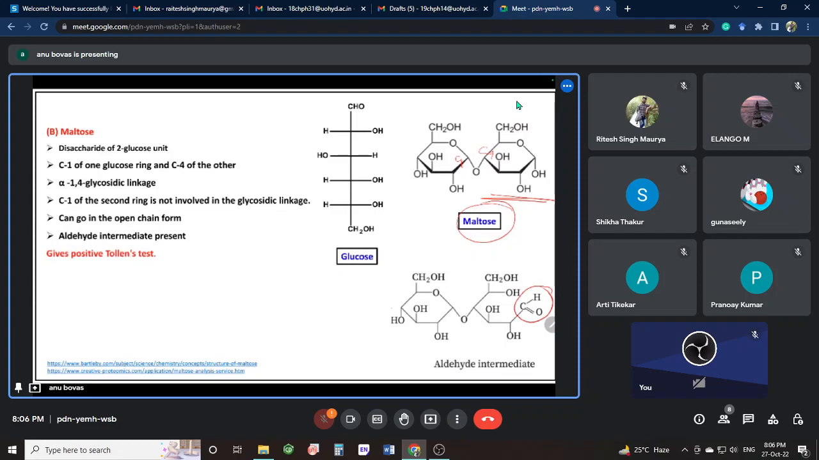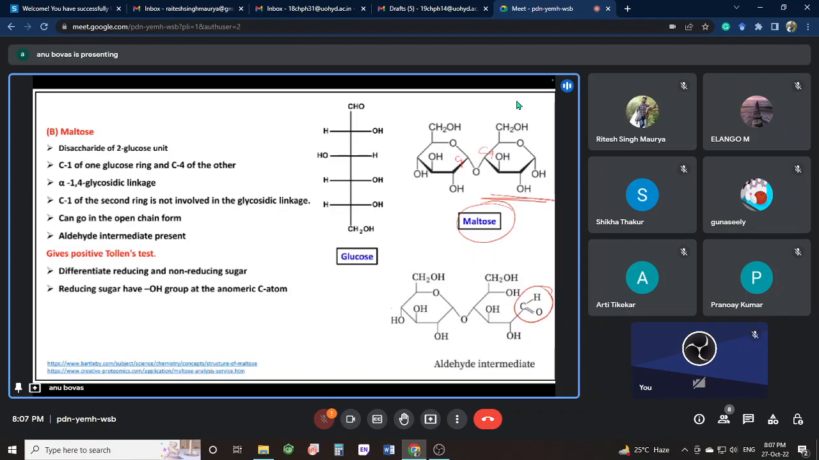This might feel like we should know that it goes into an aldehyde intermediate and all. There is no need of knowing anything like that. We already saw that the Tollens test differentiates between reducing and non-reducing sugars. So what is a reducing sugar? A reducing sugar means any sugar that has an OH group on the anomeric carbon atom. The anomeric carbon atom is the carbon atom next to the oxygen. So we check whether an OH group is present there or not.